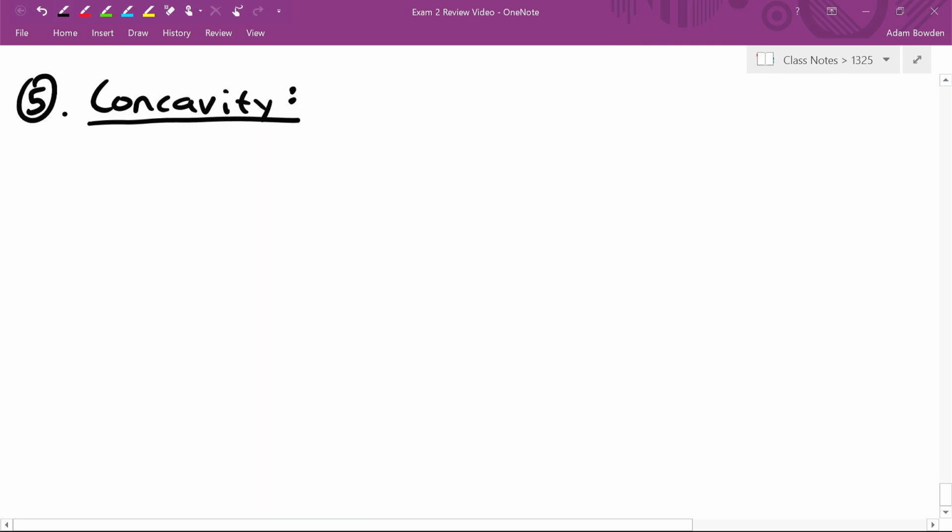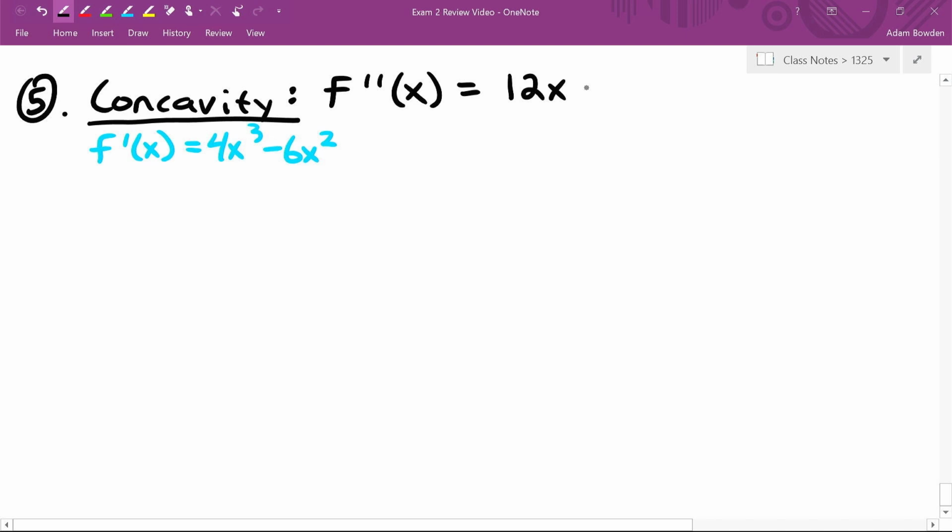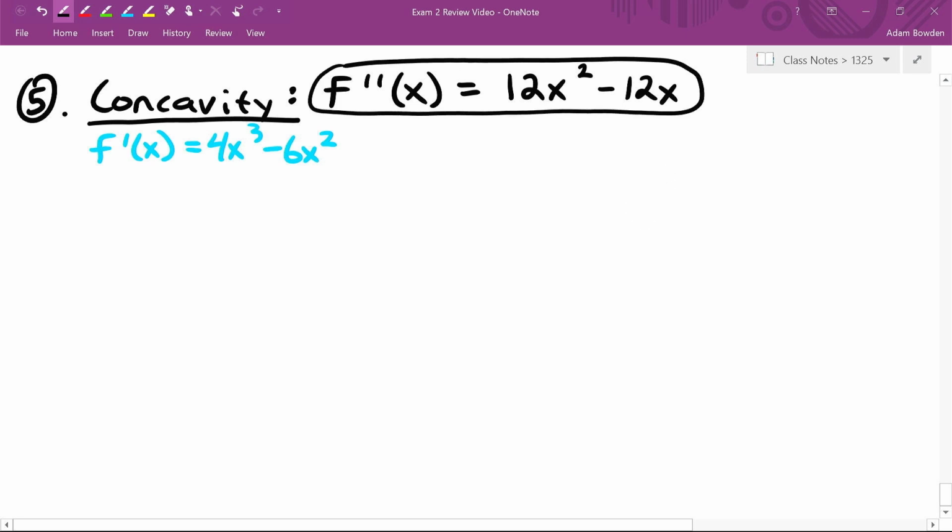The next part we're going to do involves the concavity. To do concavity, we need to find the second derivative, f double prime. Keeping in mind that our derivative f prime of x was 4x to the 3rd minus 6x squared. So the second derivative would go 12x squared minus 12x. And we need to use that to determine the concavity.